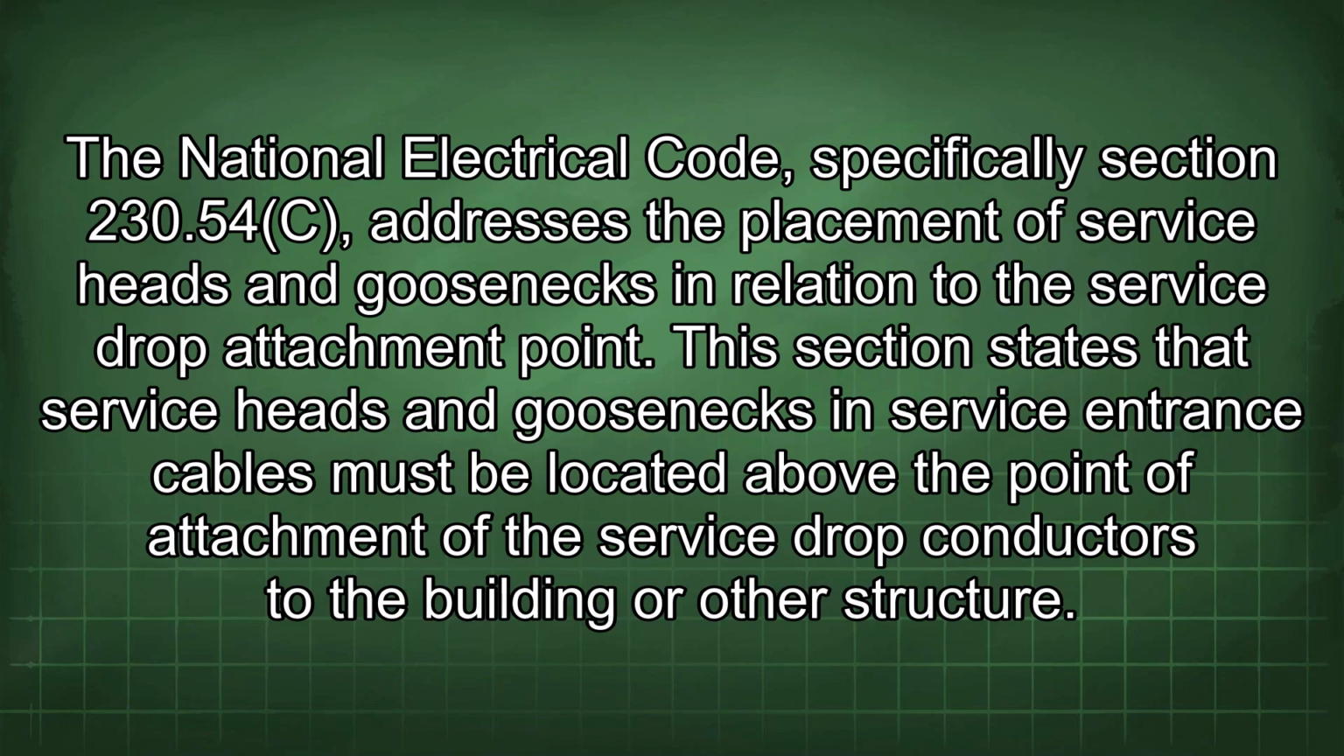The National Electrical Code, specifically Section 230.54(C), addresses the placement of service heads and goosenecks in relation to the service drop attachment point. This section states that service heads and goosenecks and service entrance cables must be located above the point of attachment of the service drop conductors to the building or other structure.